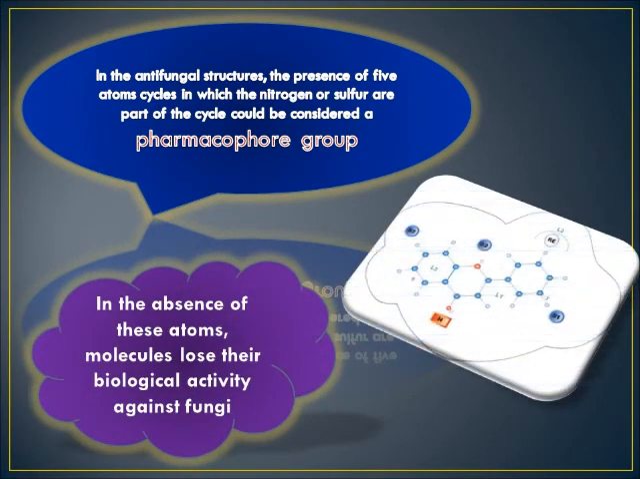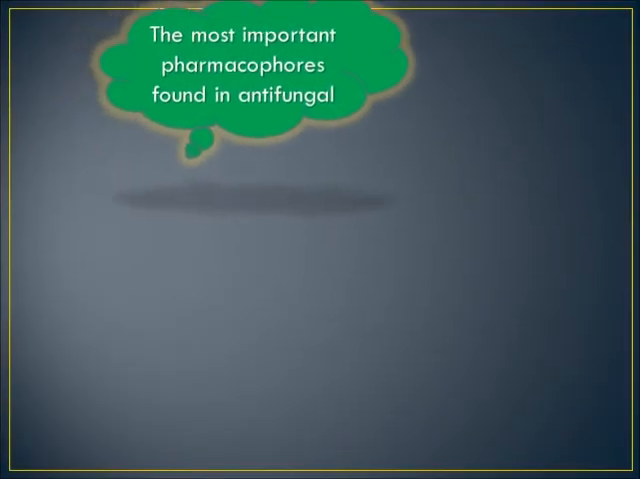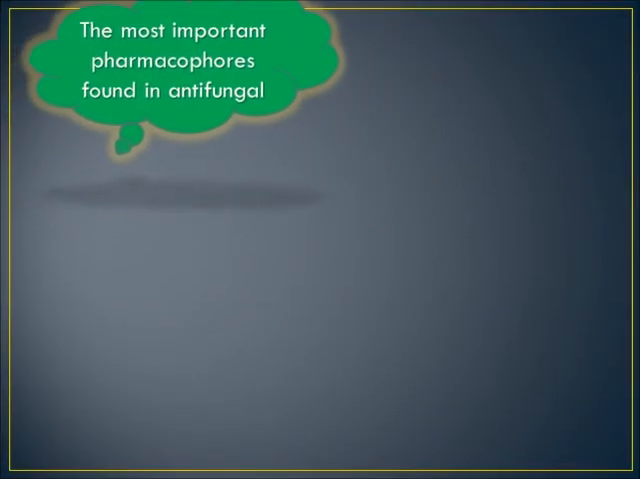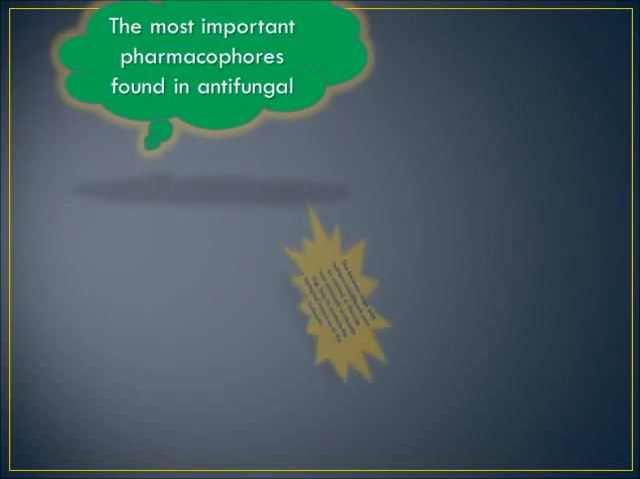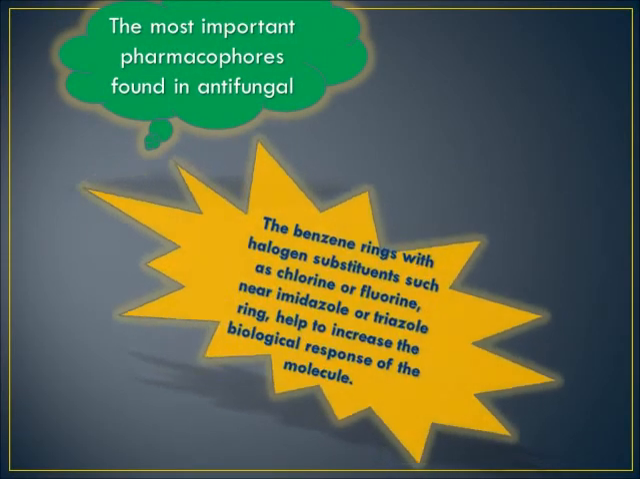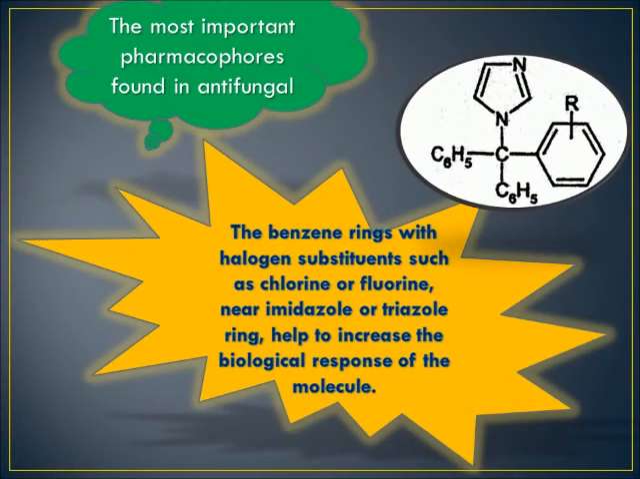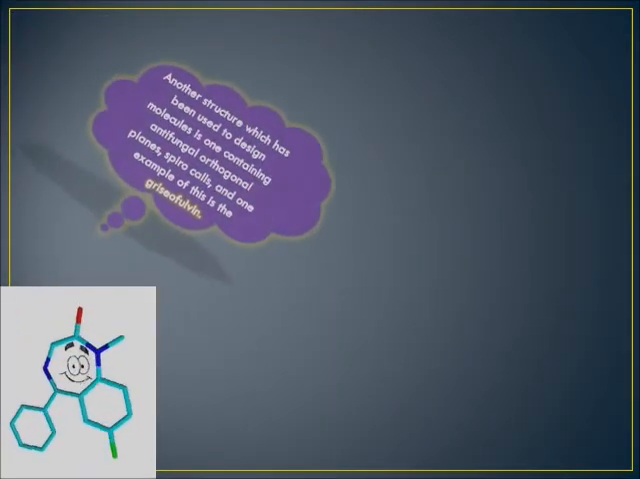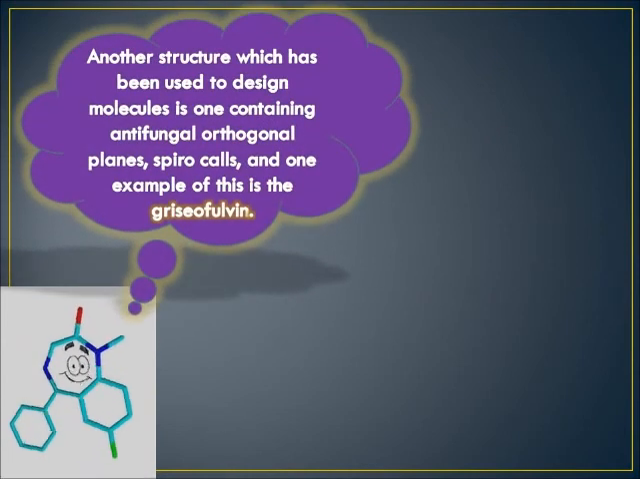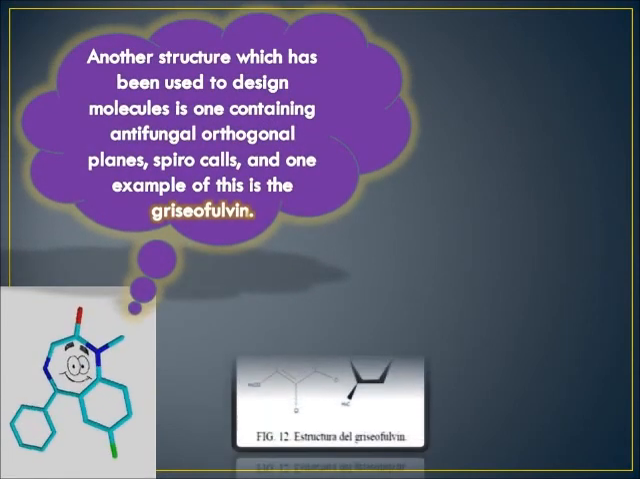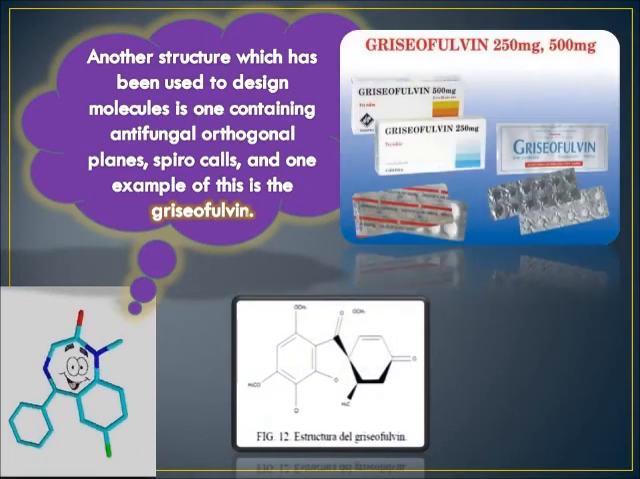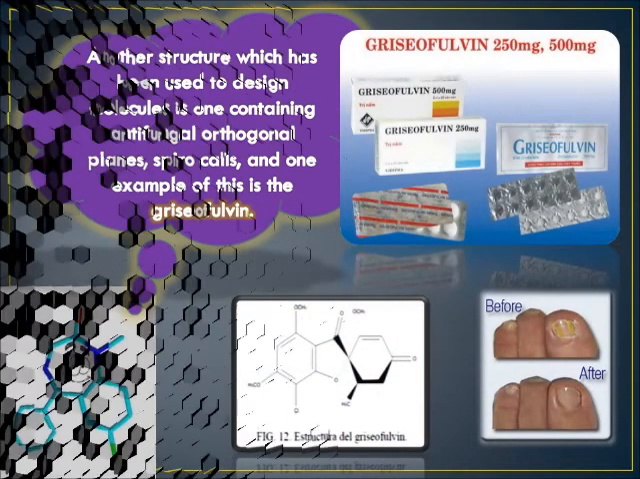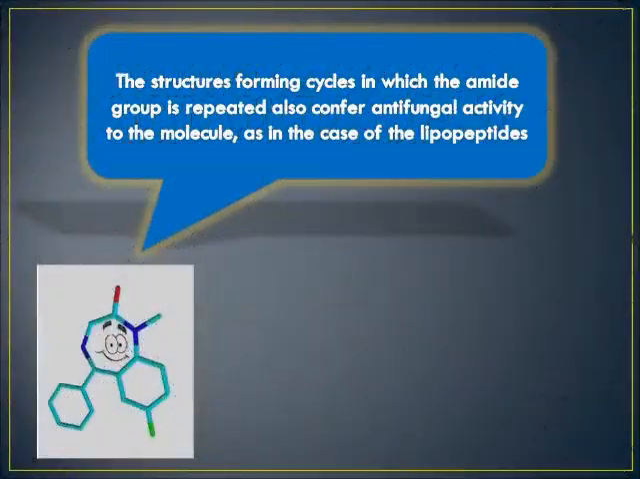The most important pharmacophores found in antifungals are the benzene rings with halogen substituents, such as chlorine or fluorine, near an imidazole or triazole ring, which help to increase the biological response of the molecule. Another structure which has been used to design molecules is one containing orthogonal planes, spirocycles, and one example of this is griseofulvin. The structures forming cycles in which the amide group is repeated also confer antifungal activity to the molecule, as in the case of the lipopeptides.